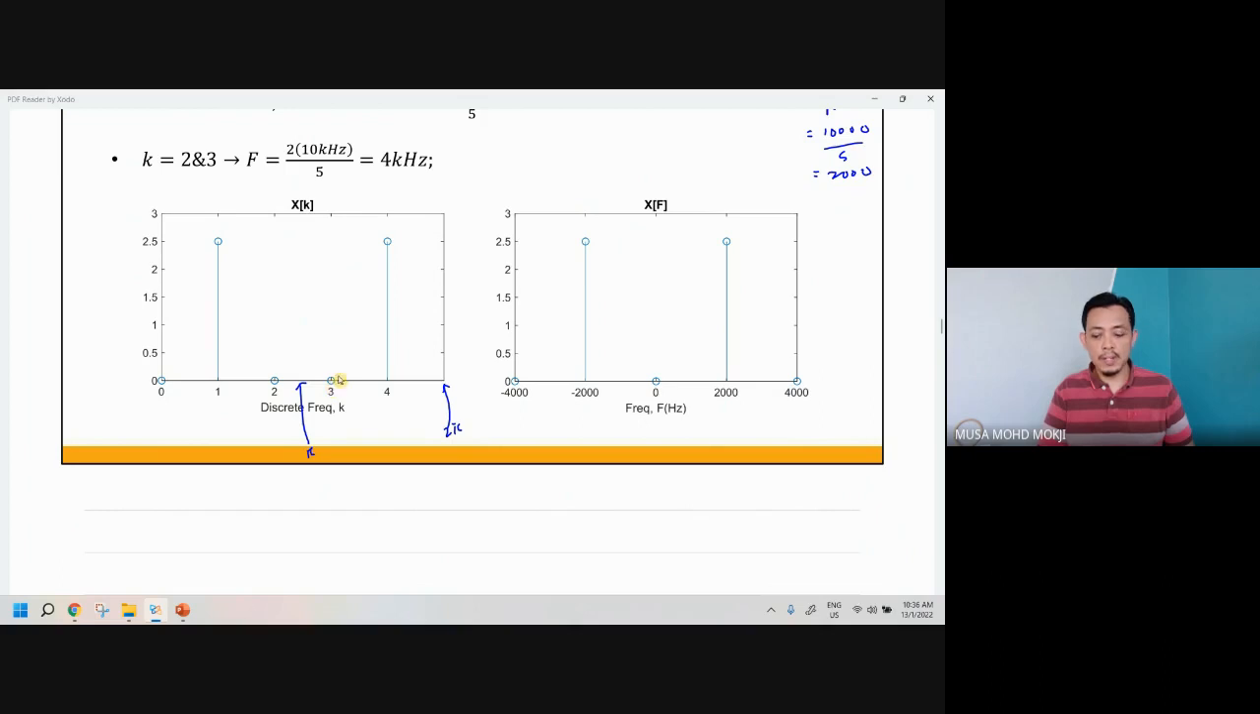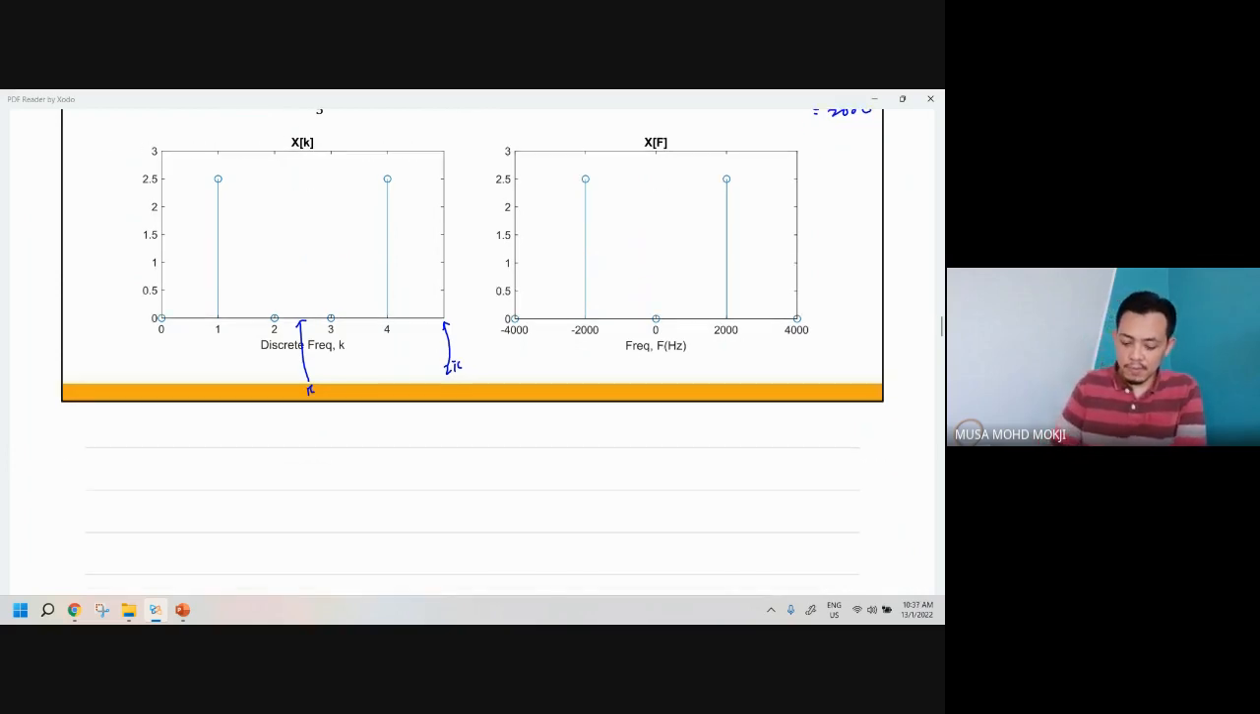Okay, so because we don't have that. What is the maximum frequency? Maximum frequency is fs over 2. At this point, this is actually fs over 2, which equals 5000. So it's not possible to have 6000 hertz. It's not possible to have 8000 hertz.